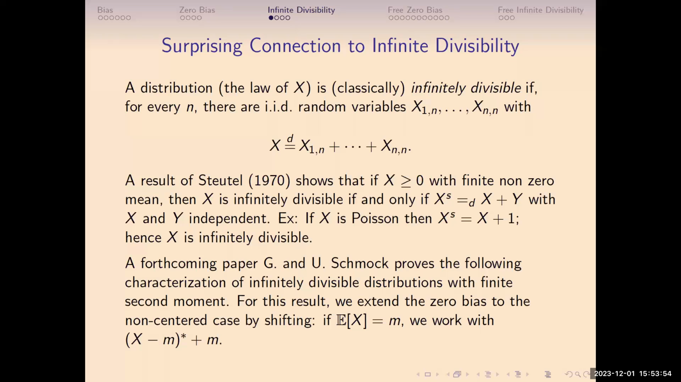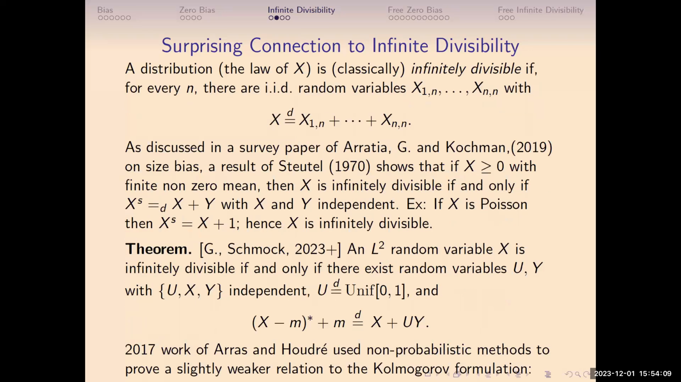Now with my collaborator Uwe Schmuck, we thought, well, this is size bias, and maybe we could do something with second moments. We can extend the zero bias just by subtracting the mean, size biasing, and adding the mean. So we get the following result, which is quite similar: an L2 random variable X is infinitely divisible if and only if there exist random variables, a uniform on 0, 1 and a Y, all independent, such that when you zero bias X, you get X plus an independent increment. It's really just like Steutel's result.